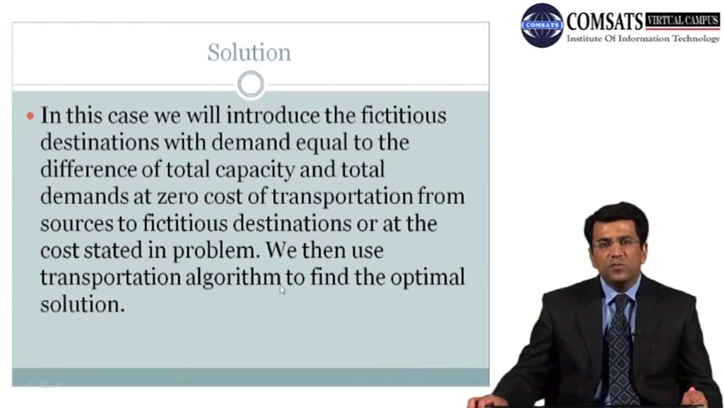So we will try to meet that particular demand with this destination, which is actually the dummy or fictitious destination, and then again we can use the same transportation algorithm to find the optimal solution. After introducing that dummy demand destination, we can always use the same transportation algorithm and steps which we have already discussed, but what different steps will be involved in this particular case we will discuss in this example.